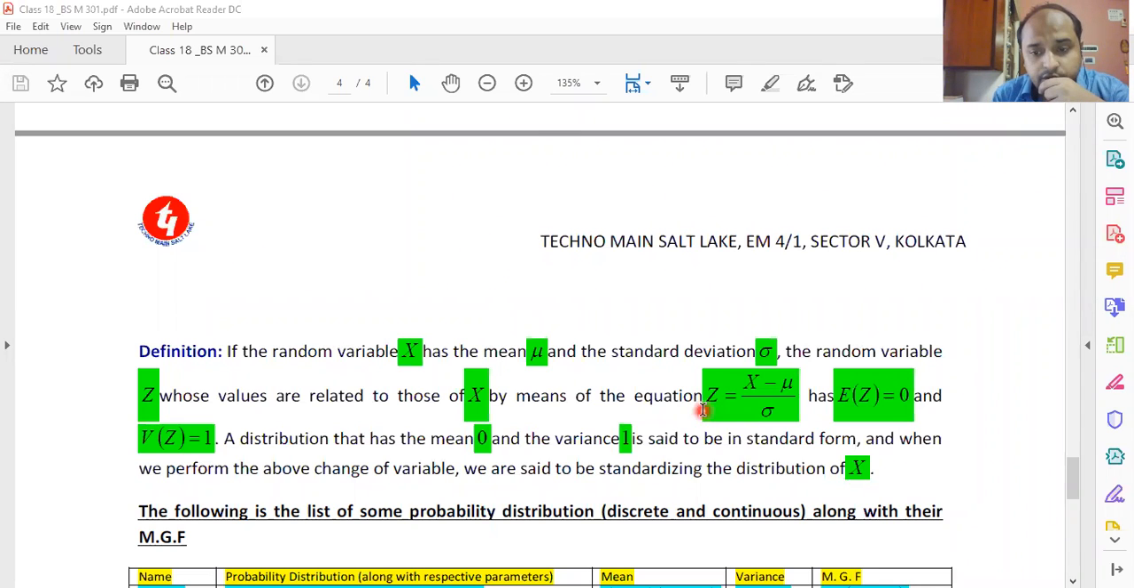So anyways, what I was saying, a distribution that has mean 0 and variance 1 is said to be in the standard form, and when we perform the above change of variable, we are said to be standardizing the distribution capital X.